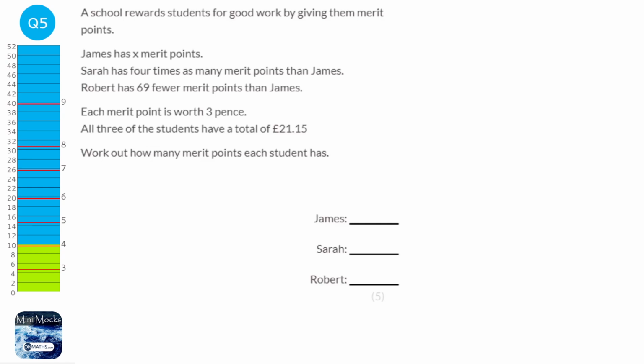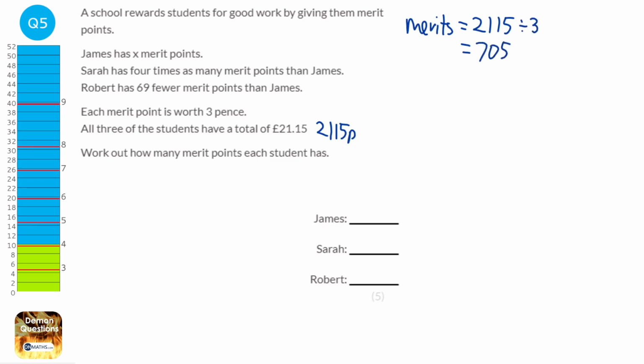There's a lot going on with this question, so I'm going to start off by having a look at the total amount of money. I'm going to do this in pence, so 2115 pence. And if each merit point is worth 3 pence, then we can work out the number of merit points by doing 2,115 divided by 3. So that gives us 705. So there's 705 merit points.